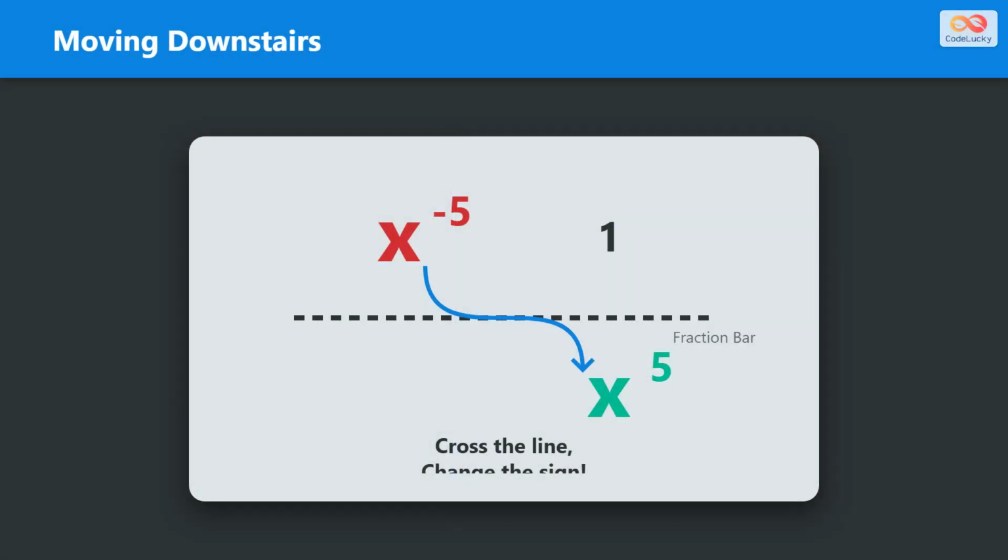A helpful way to visualize this is to think about a fraction bar. If a term has a negative exponent while it is in the numerator or the top floor, it needs to move to the denominator or the bottom floor. Once it crosses that line, the sign of the exponent changes from negative to positive. Cross the line and change the sign.